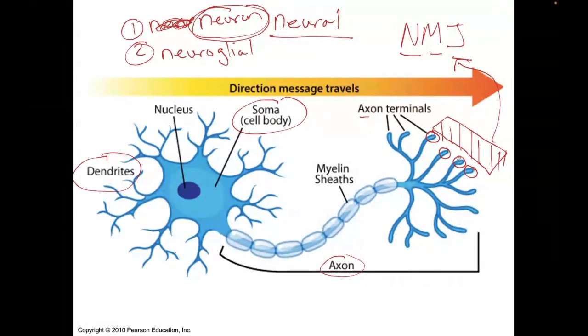And what's stored here in this axon terminal, at the end, it looks like a bulb, and they call those bulbs synaptic bulbs. And all these synaptic bulbs do is they're going to store neurotransmitters. What do they store? Neurotransmitters. And these are just chemical messengers.